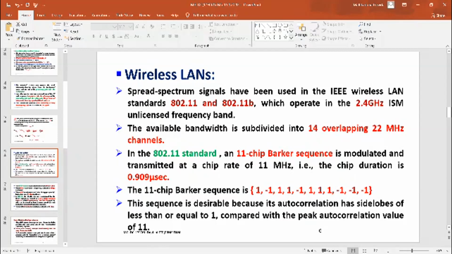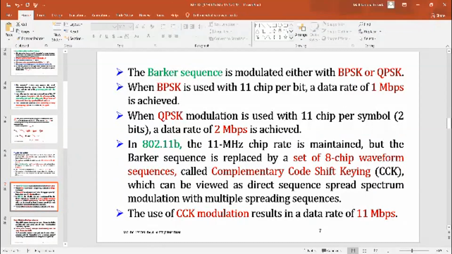So if I use BPSK with 11 chips per bit, then it is possible to achieve a data rate of 1 Mbps. If I use QPSK modulation, then I will be using 11 chips per symbol, right? So here QPSK means symbol, and 2 bits is 1 symbol. With that, it is possible to achieve a data rate of 2 Mbps, which is double the BPSK. This is what the IEEE 802.11 standard does.